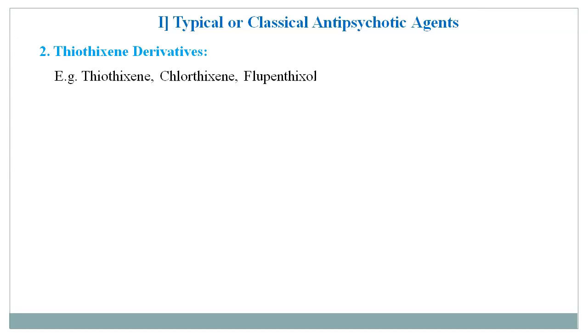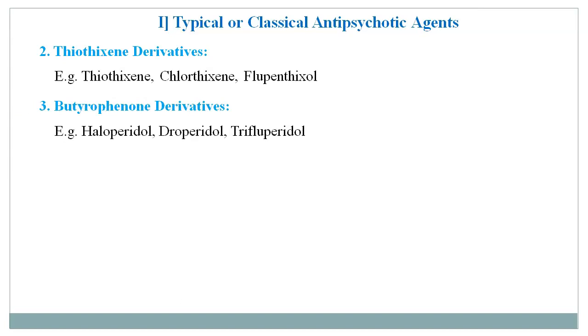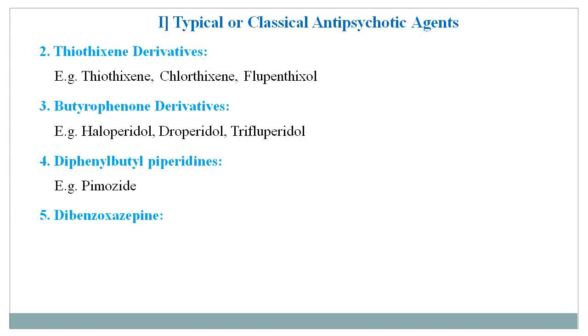Second class is thioxanthene derivatives. Examples are thiothixene, chlorprothixene, flupentixol. Next one is butyrophenone derivatives. Examples are haloperidol, droperidol, trifluperidol. Next one is diphenylbutylpiperidines. Example is pimozide. Next one is dibenzoxazepine. Example is loxapine. And next one is the dihydroindole. Example is molindone.